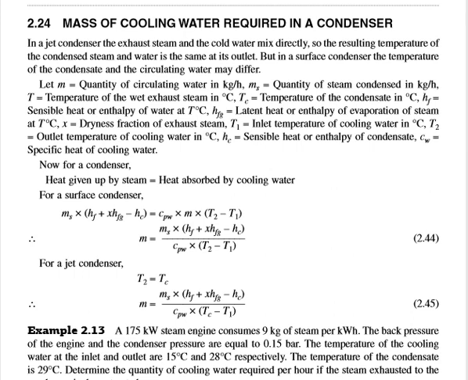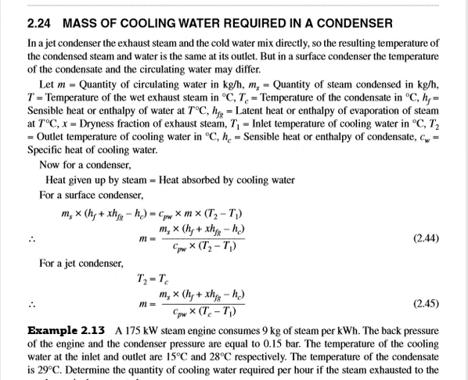Solving this equation, we get the mass m equal to ms into (hf plus x hfg minus sc) divided by Cpw, the specific heat of cooling water, times (T2 minus T1), the temperature difference. This equation is used for the surface condenser.